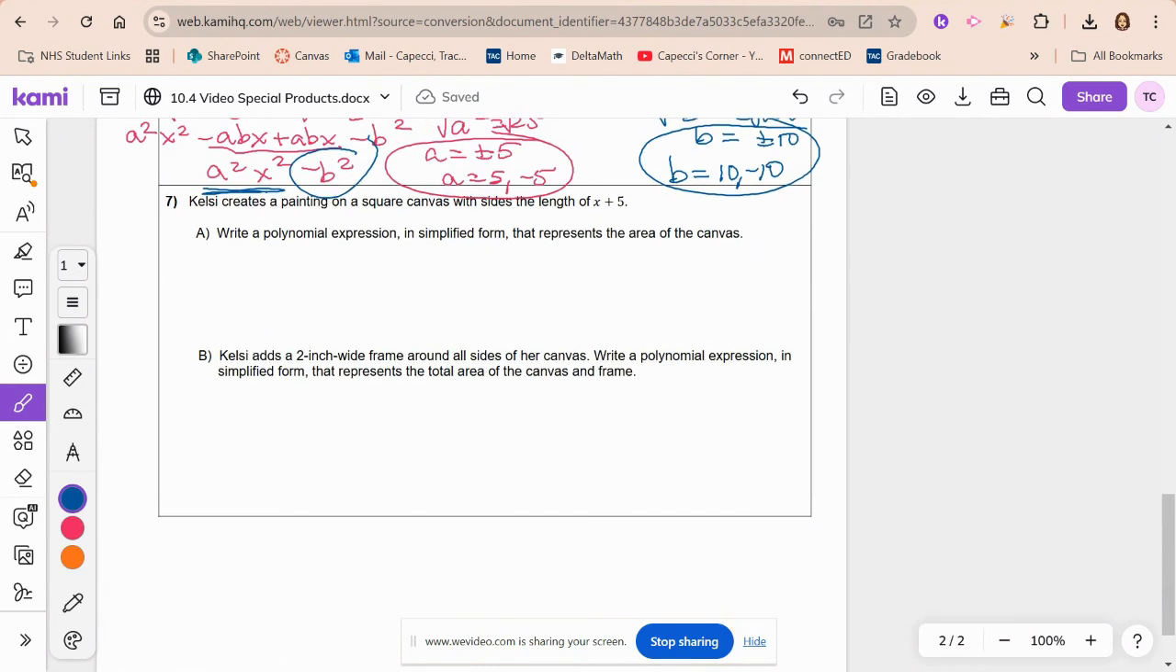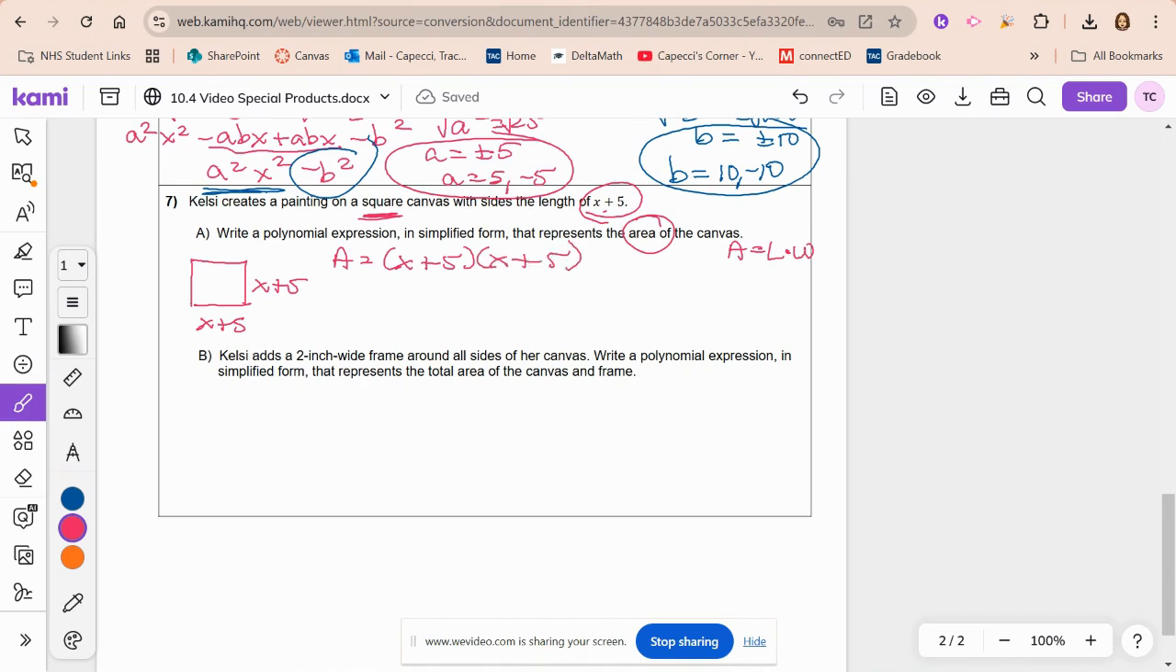Okay, moving on. Now we have a word problem here. Kelsey creates a square canvas, so that's going to be important, with sides the length of x plus 5. So anytime I see a figure, I like to draw it. It gives me a good visual. So I have x plus 5. It's square, so each side's going to be the same. I want to know the area of the canvas. So remember that area is equal to length times width. So I'm going to multiply them, x plus 5 times x plus 5.